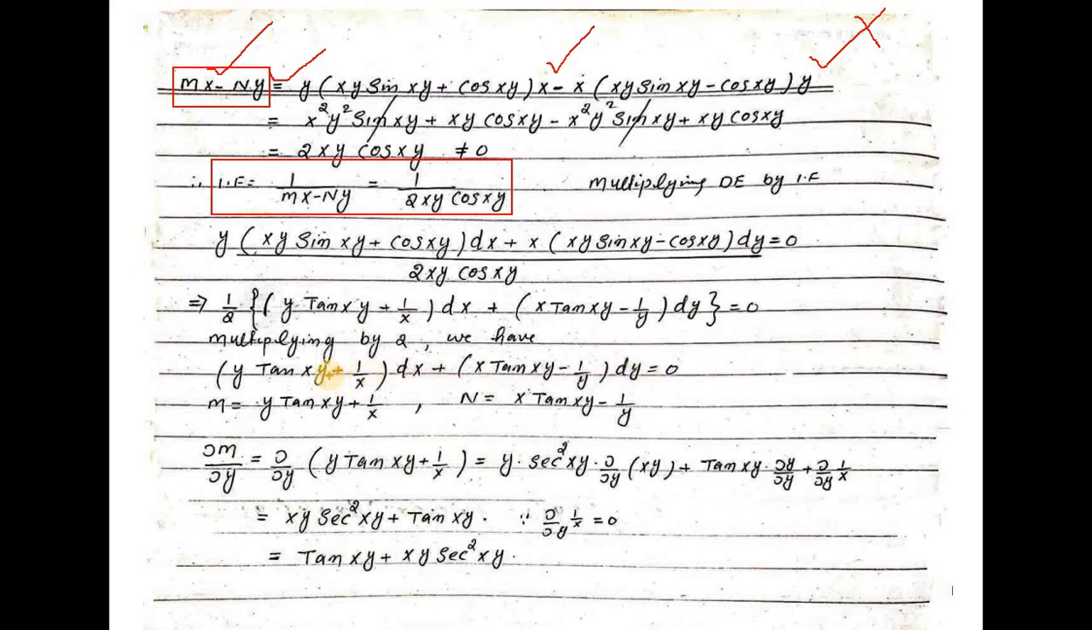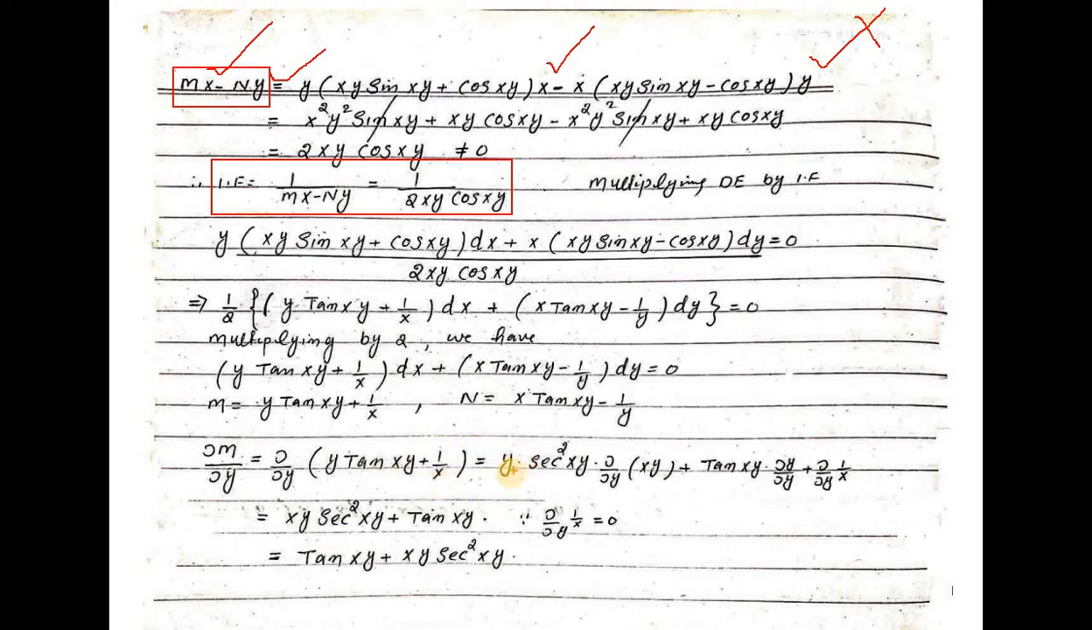Now it is of the form m dx plus n dy. Here this one is m and this one is n. Partially differentiate m with respect to y and partially differentiate n with respect to x. Partial differentiation of m with respect to y: looking at this bracket, we have a product of two functions, so we use the product rule, and this 1 over x is constant, so it will become 0.